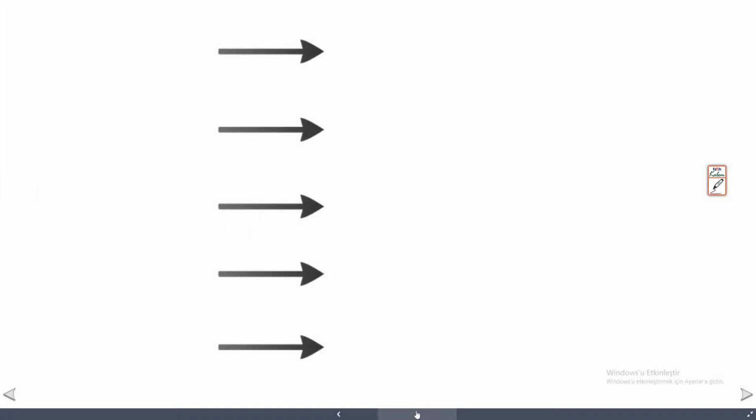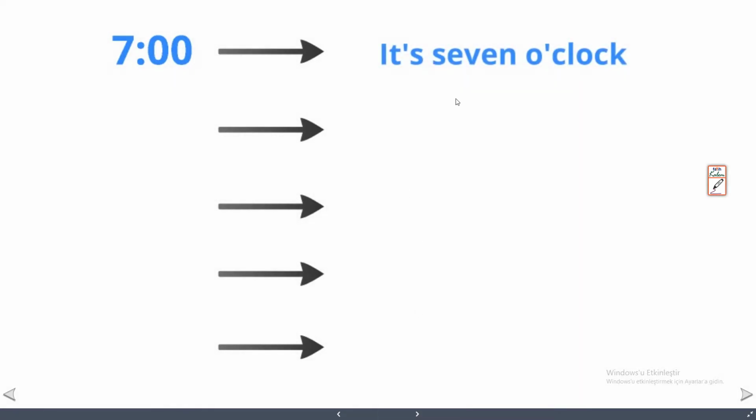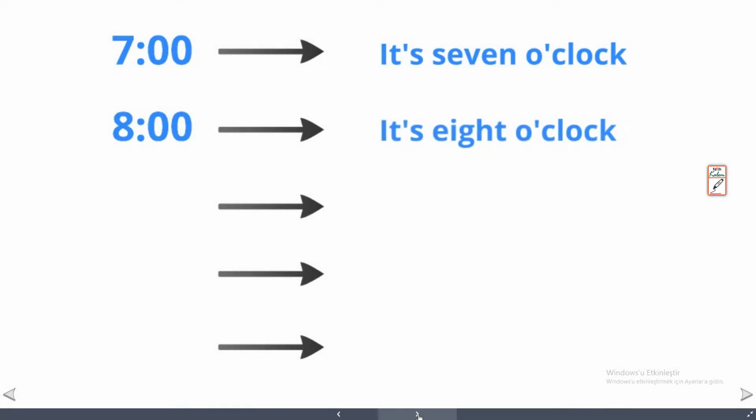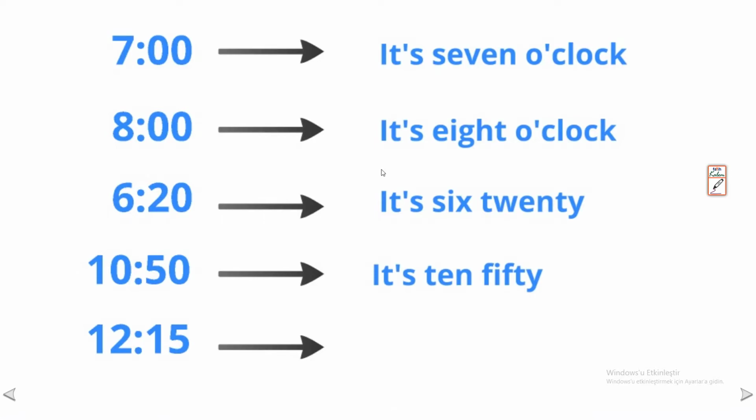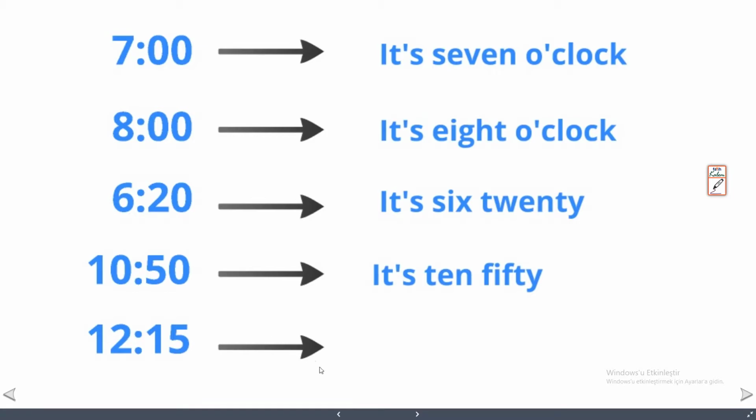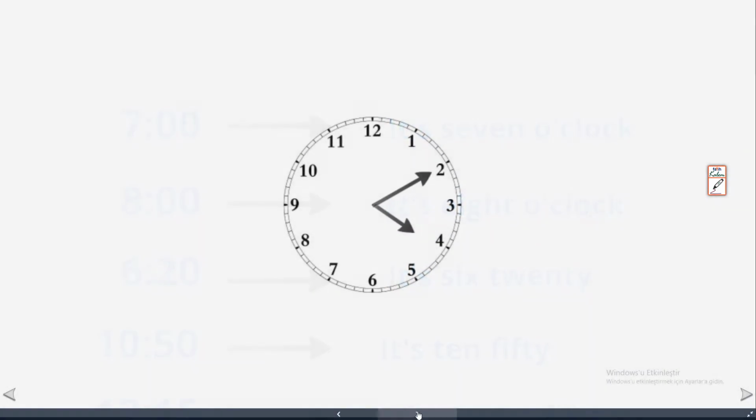Telling the time, we have more details in here. For example, 7 o'clock, or it is 7 o'clock. For example, 8 o'clock, 6:20, it is 6:20, and 10:50, it is 10:50. By the way, they are digital clocks. And 12:15, and it is 12:15. And we have more.